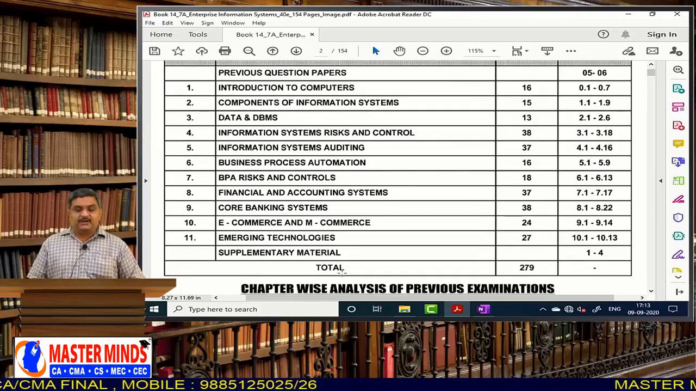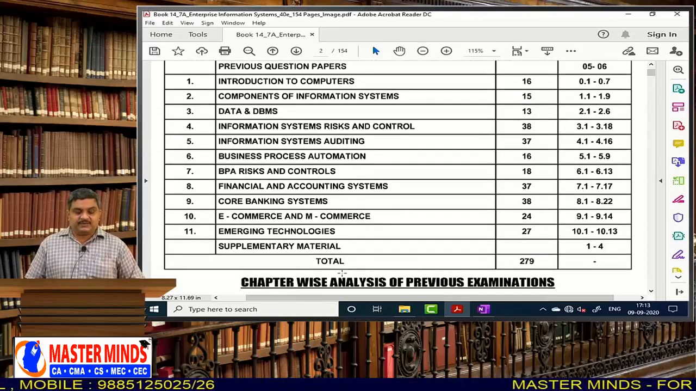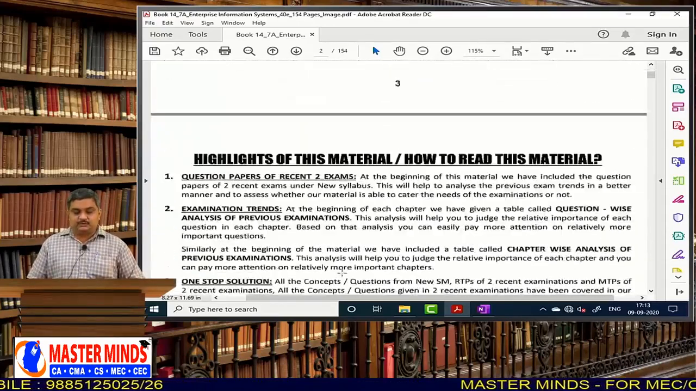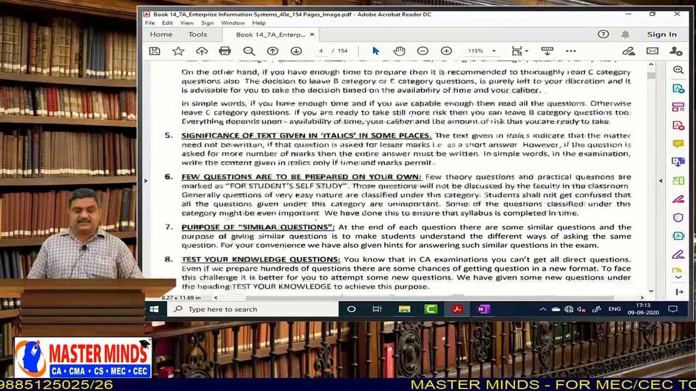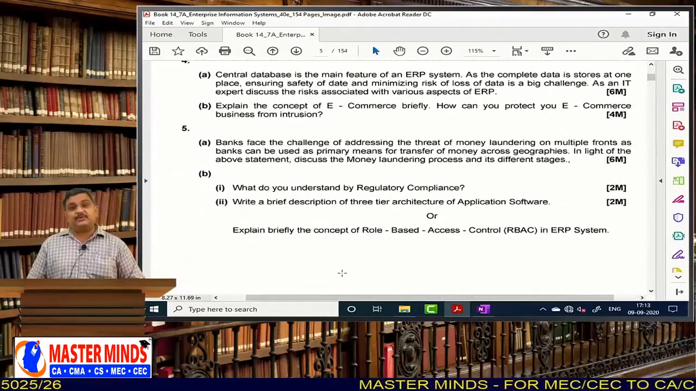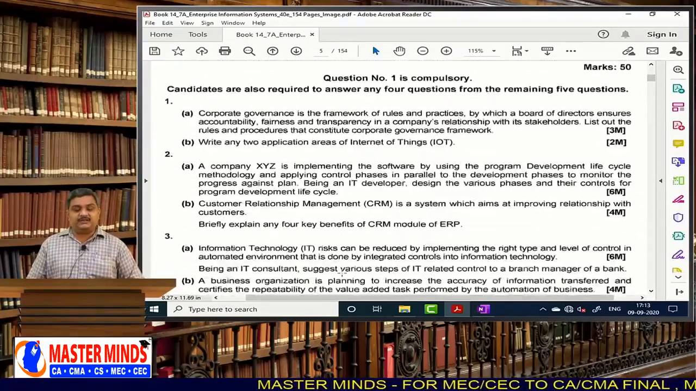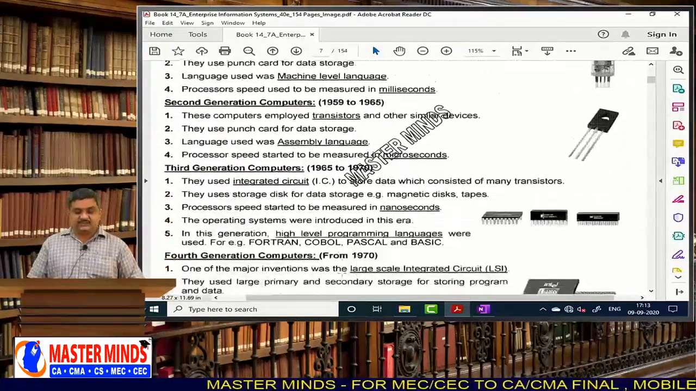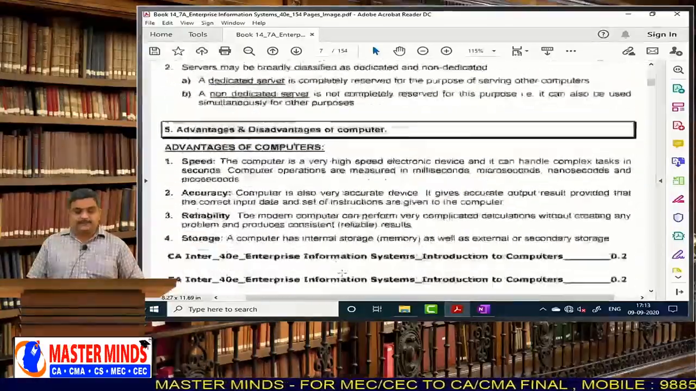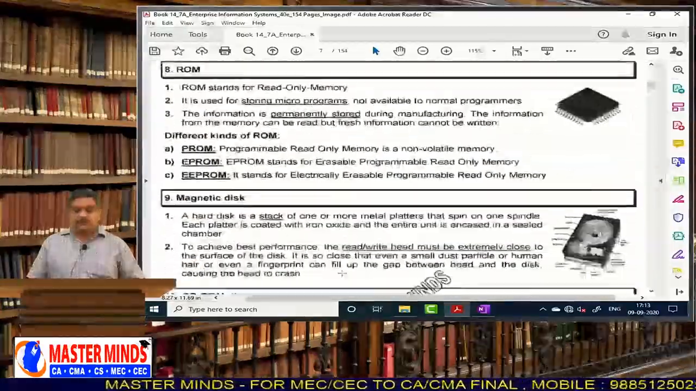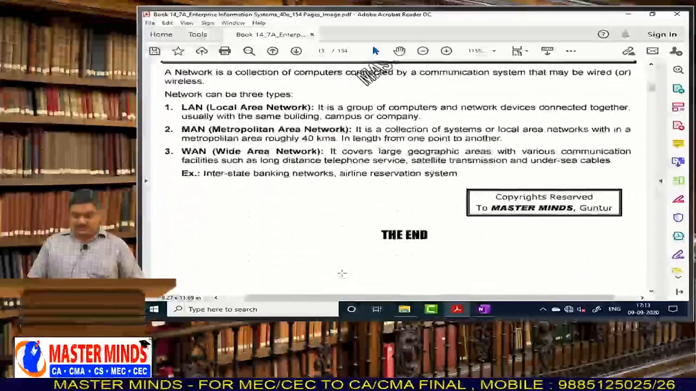Now, we will start with Components of Information System. That is lesson number 2. Actually, it is the first lesson, because the first lesson, Introduction to Computers, is purely for academic interest and is not there in the syllabus. And let us start from Components of Information System.